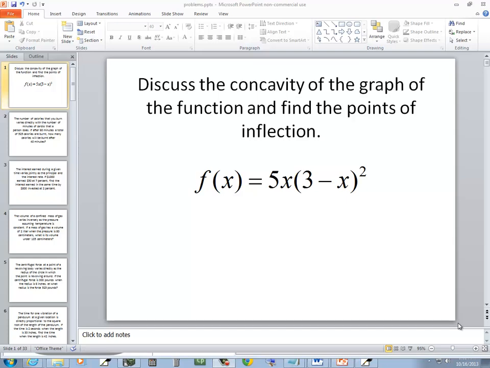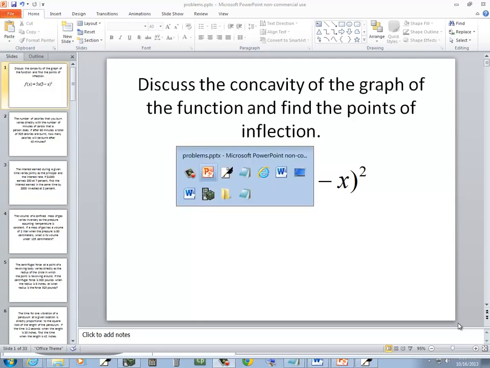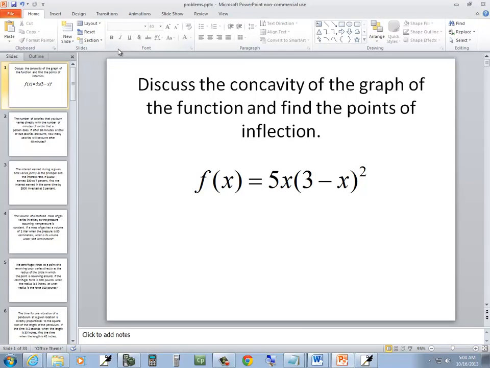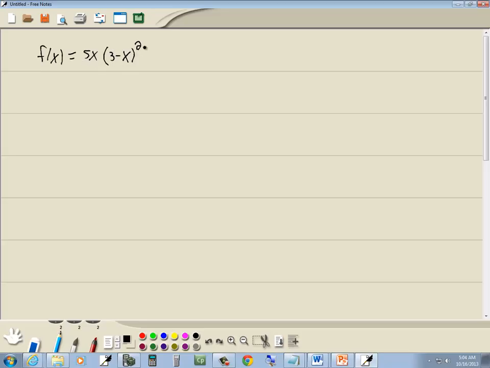In this problem, we want to discuss concavity and find points of inflection of this function. So we got f of x is equal to 5x times (3 minus x) squared. Now, since this is a monomial and this is second power, I'm going to go ahead and multiply everything together. That's going to be the easiest way.